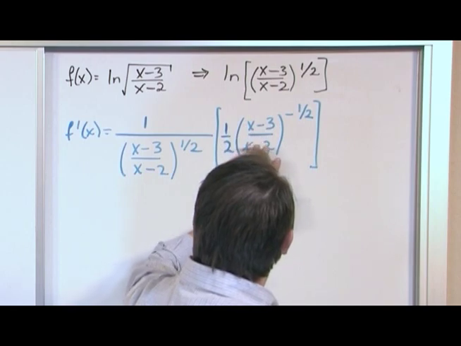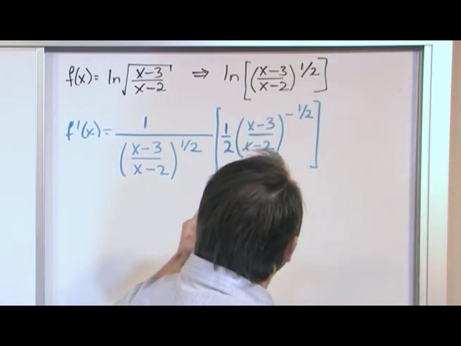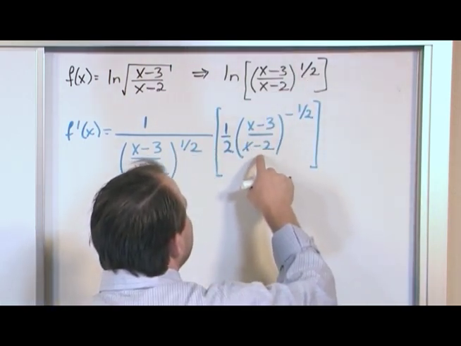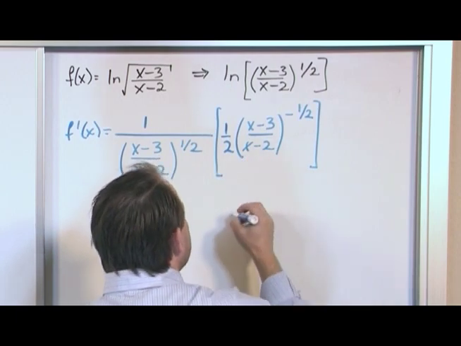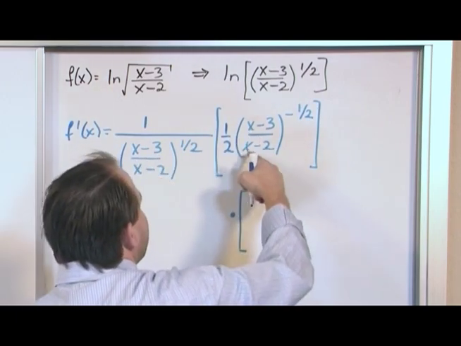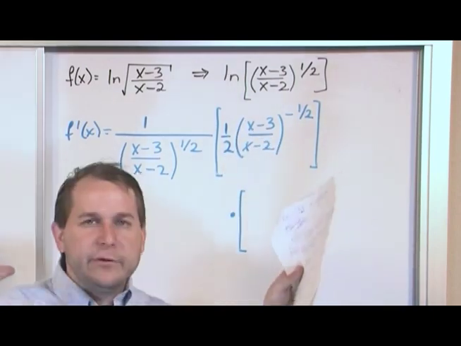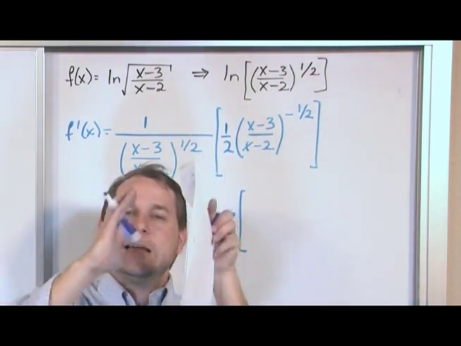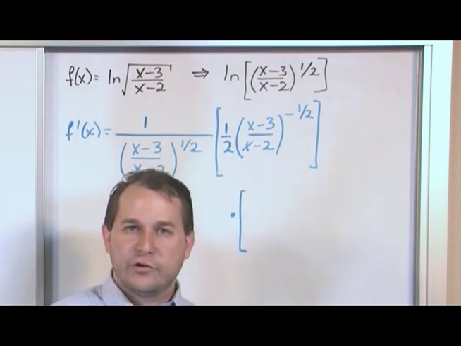We have 1/2 times this to the negative 1/2, but we have to multiply by the derivative of the inside of this term. So I'm going to put a big dot here because we're going to be multiplying this whole expression by the derivative of the inside here. So you see we're using the chain rule going in, continuing to multiply, taking the derivative as we go.